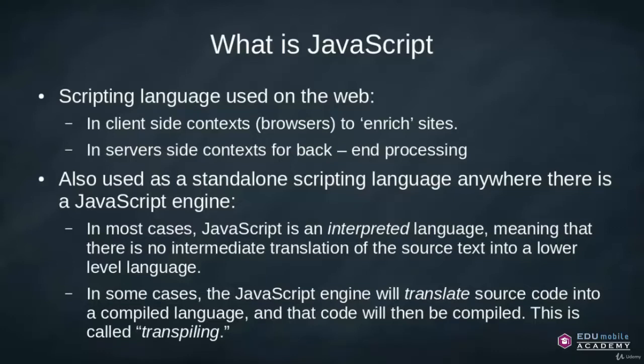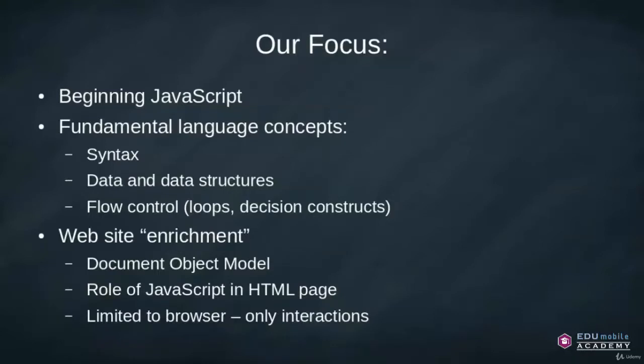It's going to be translated into a compiled language, something that can be used in other source code, and then that code will be compiled. And this is called transpiling. It is a combination of translation and then compiling of the translation. So our focus in this course is nothing so complex.